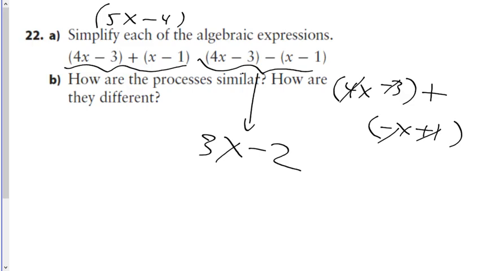How are the processes similar? How are they different? Well, of course, the way they're similar is eventually you're simply going to gather like terms. The only difference is when you subtract, you first have to write the inverse of the addition. Then you will gather your like terms. So it's always going to be gathering like terms. It's just easier when you, same thing.